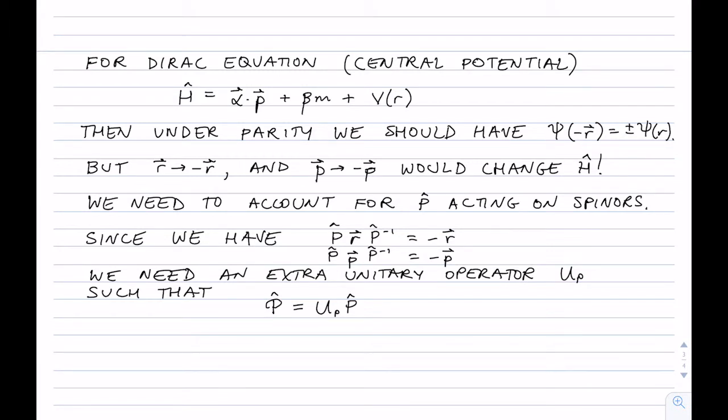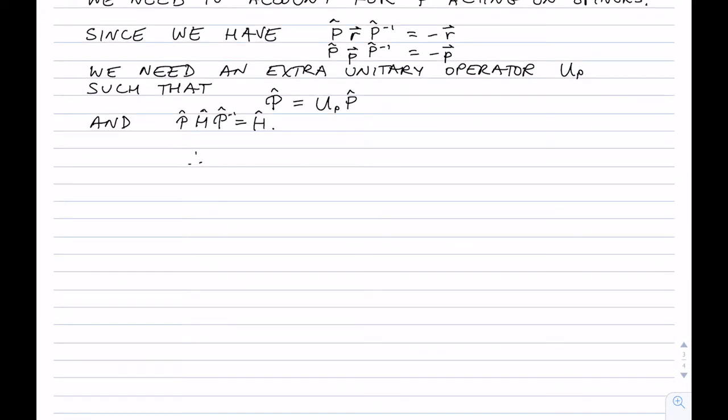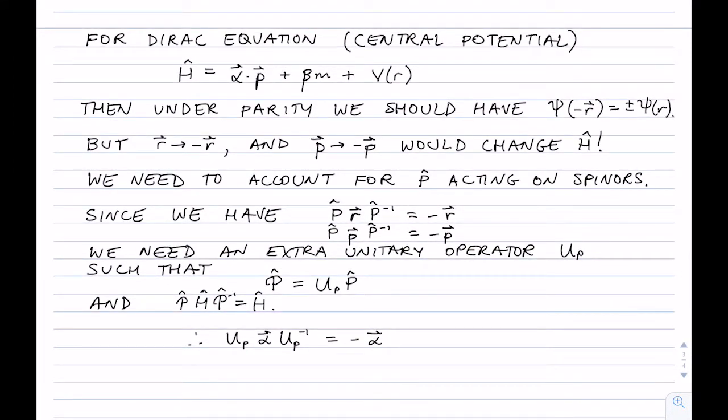And we want that curly P H curly P to the minus 1 is equal to H. So in that case, we need U_P alpha U_P to the minus 1 is equal to minus alpha. Why? Because if we look at this Dirac equation up here, we've got this kinetic energy term alpha dot p. p will change sign under the parity, but if we also have alpha changing sign under the parity, then the total transformation of alpha dot p, the kinetic energy term, will be no change. It will be unaffected. And similarly, we need the other two terms to not change.